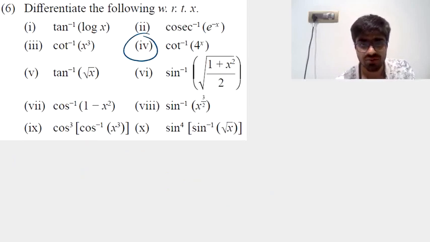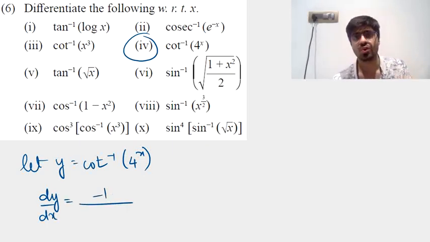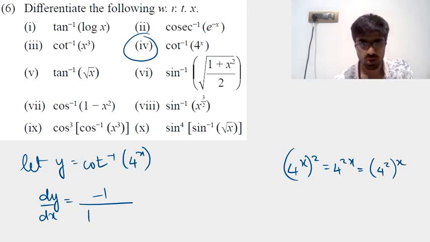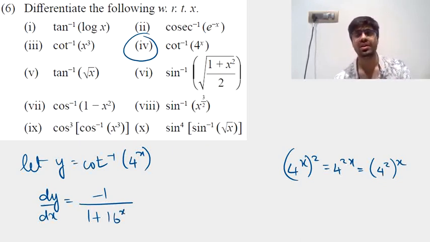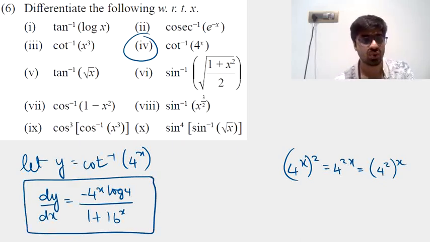Continuing with the fourth one, we have let y be equal to cot inverse of 4 power x. So dy by dx, that's minus 1 upon 1 plus 4 power x the whole square. Now think about it, 4 power x the whole square is like 4 power 2x. That's the same as writing 4 power 2 the whole power x, that's 16 power x. So we have 1 plus 4 power x the whole square, which is 16 power x. And we multiply it with the derivative of 4 power x, which is equal to 4 power x log 4. So in the numerator you got minus 4 power x log 4. And yeah, that's the final dy by dx for the fourth question.